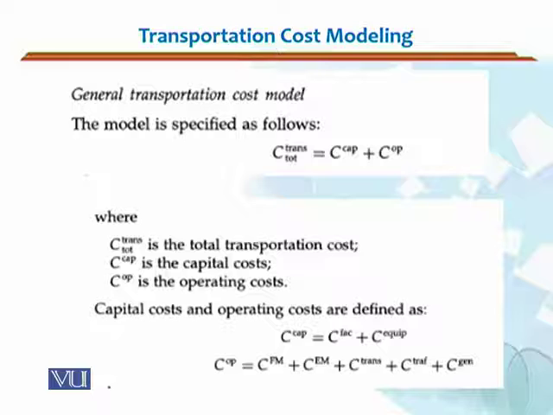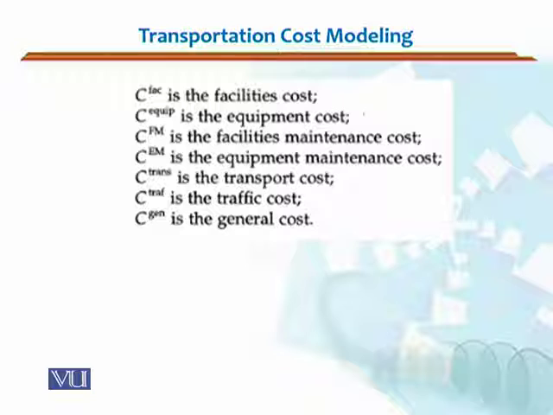What can we have in the capital cost? Capital cost is C fac plus C equip, so facility cost plus the equipment cost, whereas C op is a combination of CFM plus CEM plus C trans plus C traf plus C gen. What do these abbreviations actually represent?